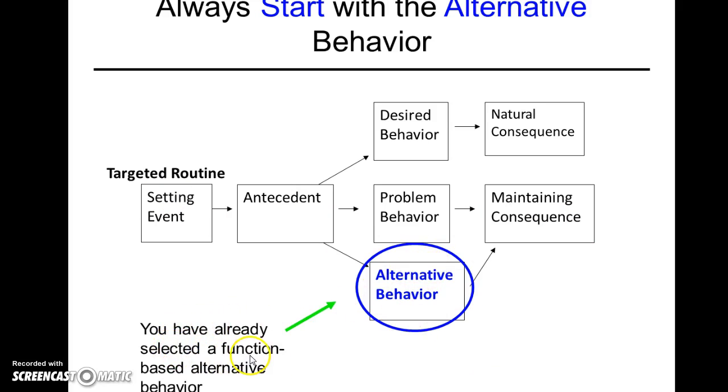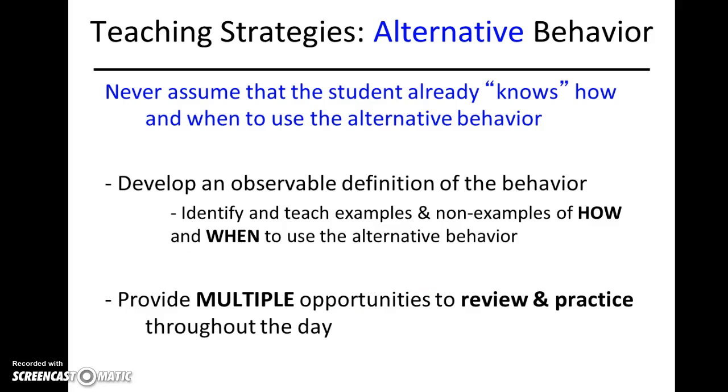So you've already selected a function-based alternative behavior. So alternative behavior, never assume that the student already knows how and when to use the alternative behavior. Okay, so we talked before about what alternative behavior looks like. So you should have already had that filled out. Now you have to think about, okay, how to make sure that you develop it, right?